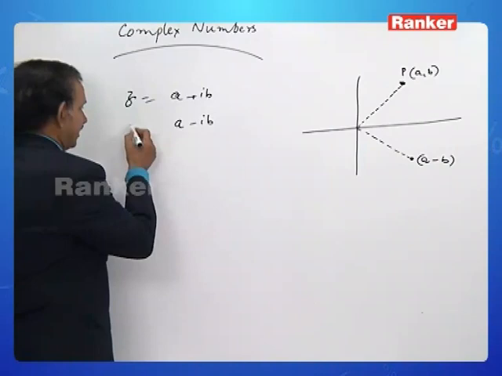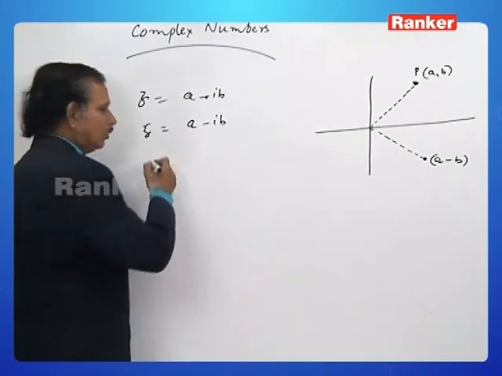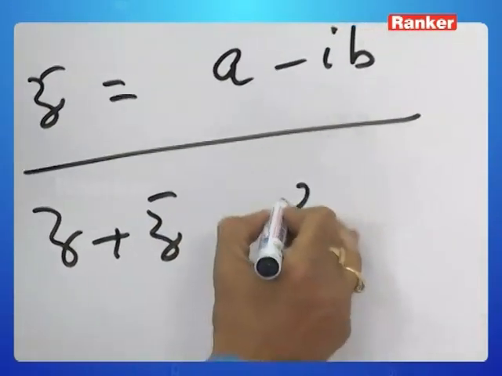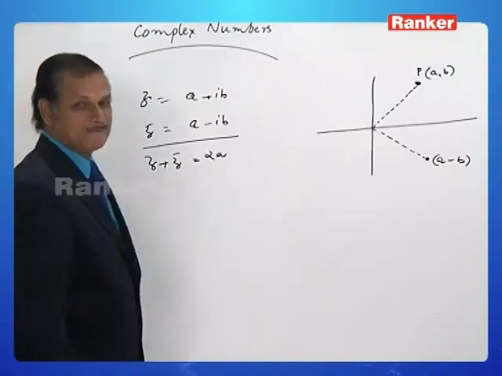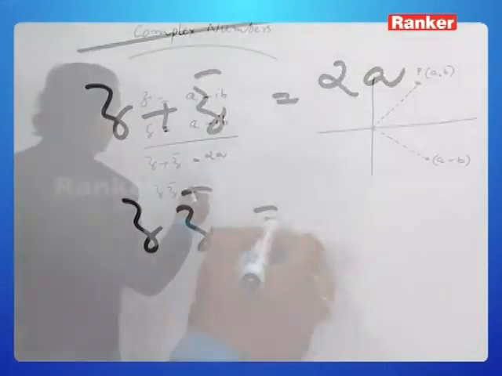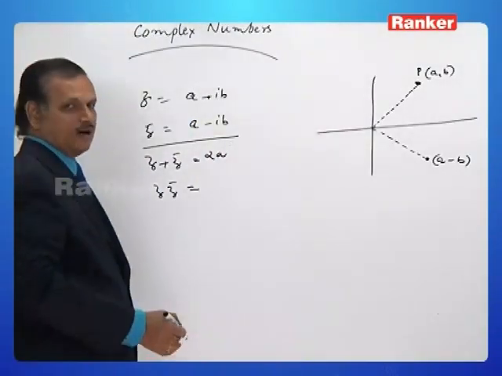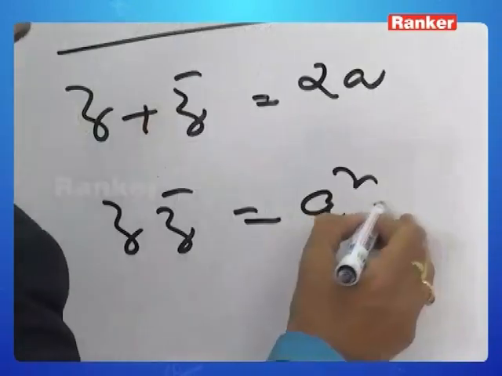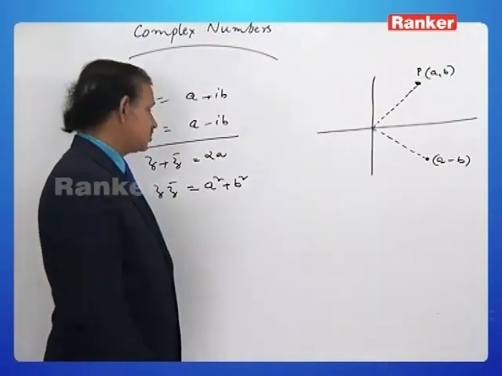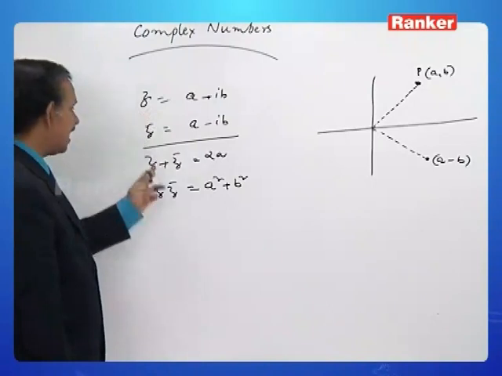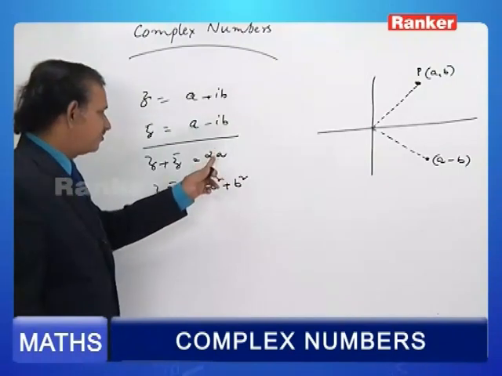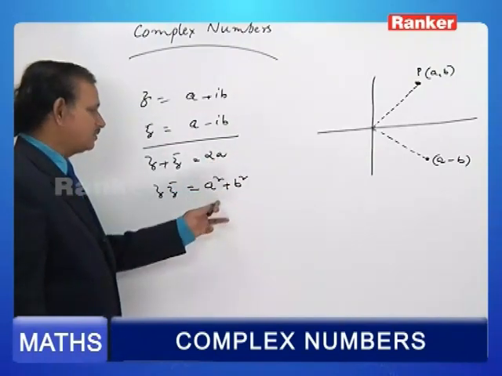Let me name it z bar. What is their sum? Z plus z bar is equal to 2a. What is its product? Z into z bar is a plus ib into a minus ib. Come on. A square plus b square. Here, it is essential to notice one thing. Both the sum and the product of these two complex numbers are real. 2a is a real number. A square plus b square is a real number.